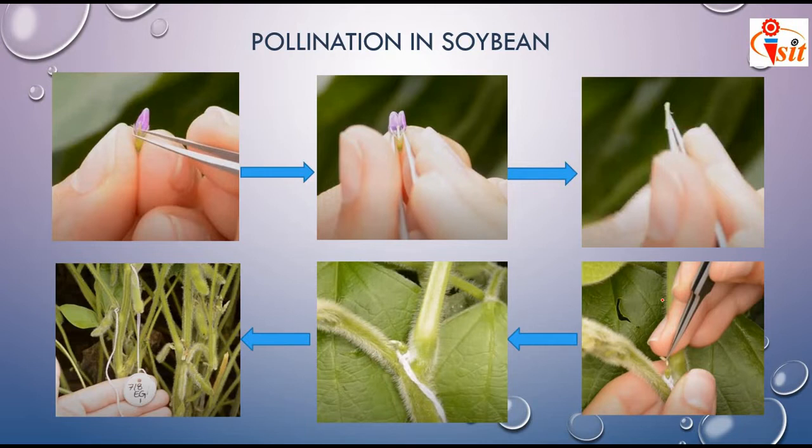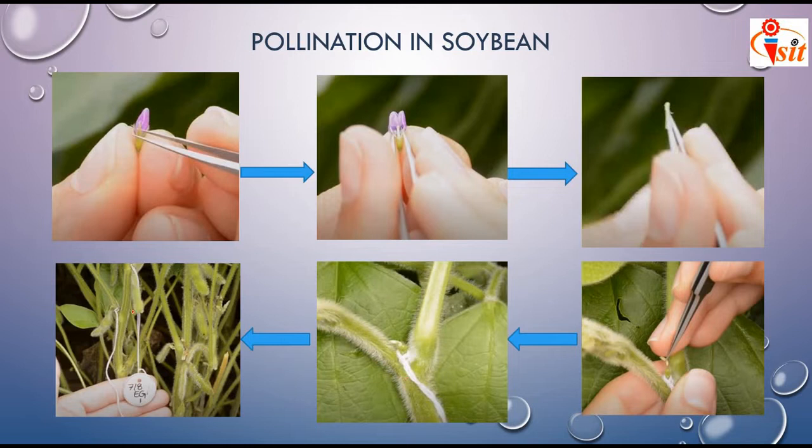Remove those 10 anthers and gently rub the androecium on the emasculated gynoecium. After that, you have to take a proper thread or tag and put it on that emasculated flower, because after seed set we have to identify on which flower we did the hybridization. For that identification purpose, the tagging should be done there.